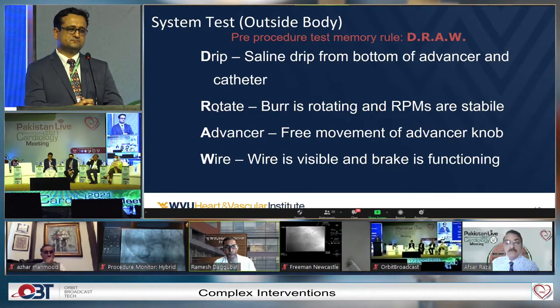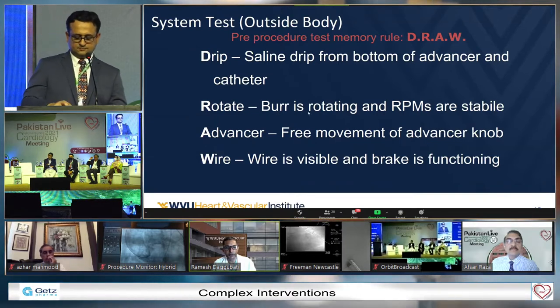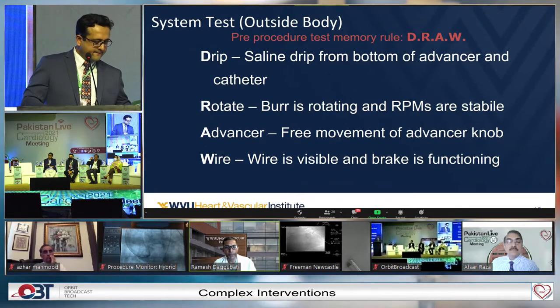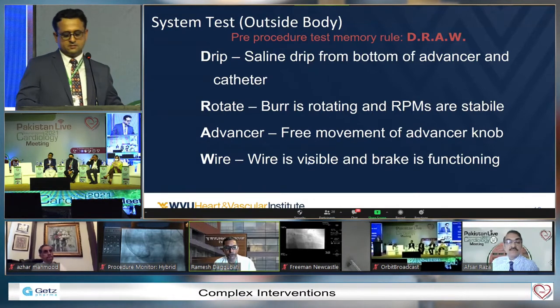The saline drip from the bottom of the advancer and catheter. Make sure the burr is rotating and RPMs are stable. And for the advancer, free movement of the advancer knob is performed, the wire is visible, and the brake is functioning.